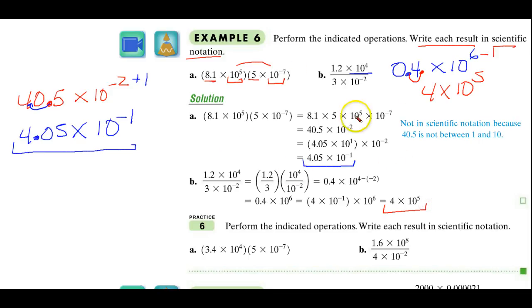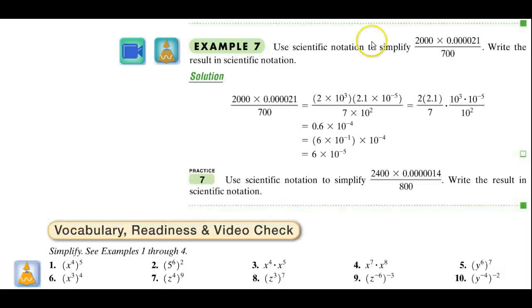So we'll be doing some practice as we do the mini lecture in a little while. And to wind this up, we'll take a look at this one. It says use scientific notation to simplify the results. So let's follow along. We're going to convert 2,000.